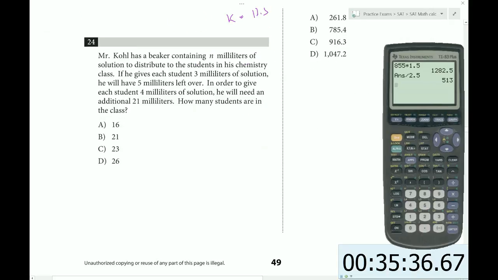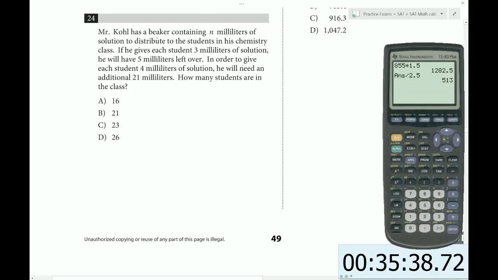Mr. Cole has a beaker containing n milliliters of solution to distribute to the class of chemistry students. If he gives each student 3 milliliters, he will have 5 milliliters left over. Okay, so this is going to be a division slash remainders problem. In order to give each student 4 milliliters of solution, he will need an additional 21 milliliters. How many students are in the class?